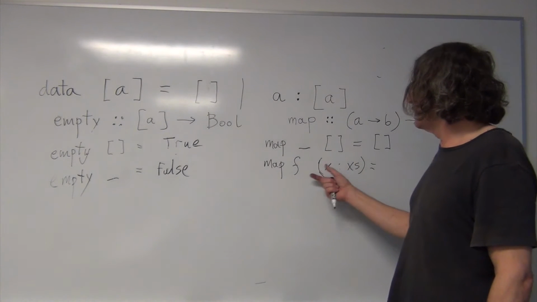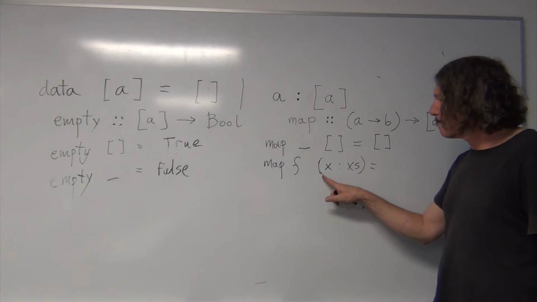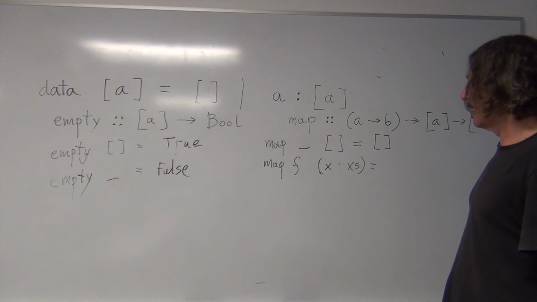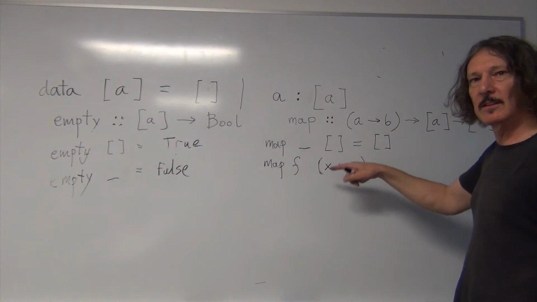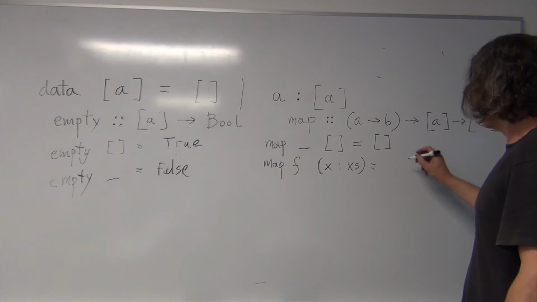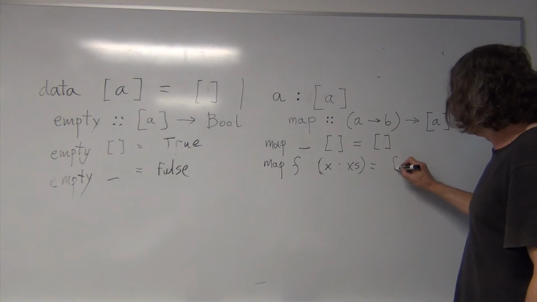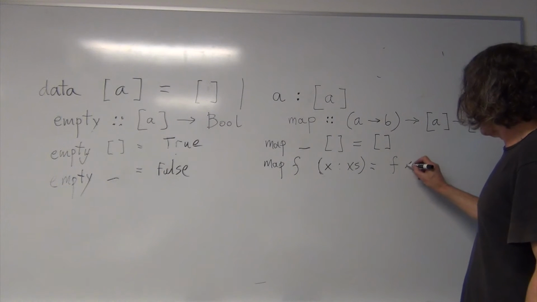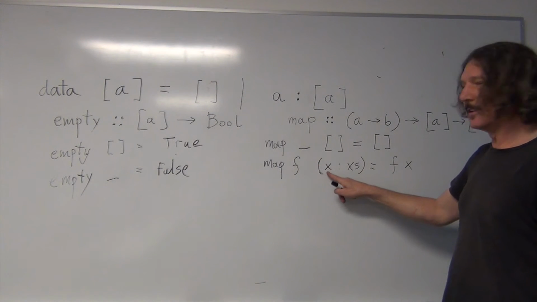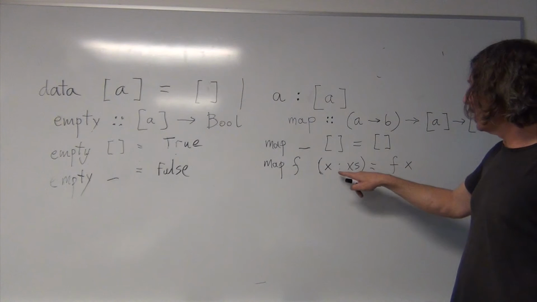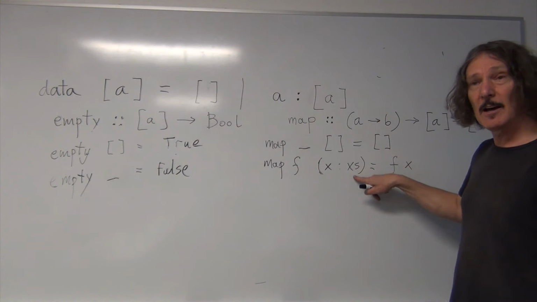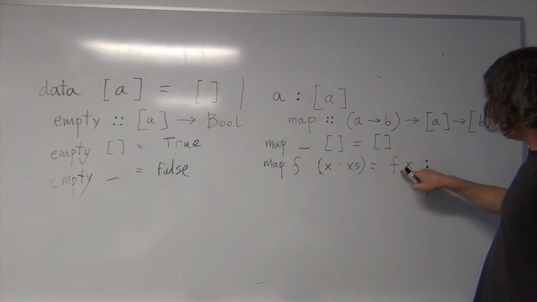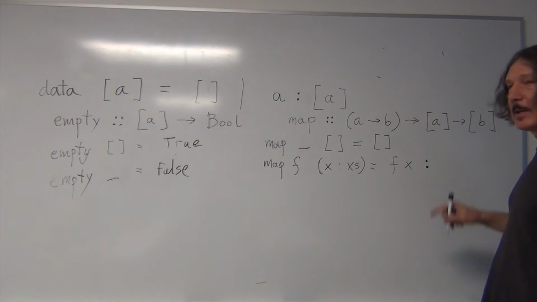We want to return a list whose elements are F acting on X's, right? So first of all, we have to construct a list whose first element, the head of the list, is F x, right? F acting on X. But now we have to apply F to the tail. How do we apply F to the tail? Okay, and we want to construct a list of this stuff and F applied to the tail.